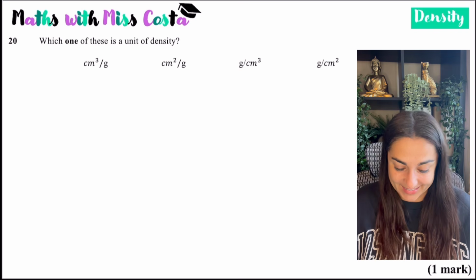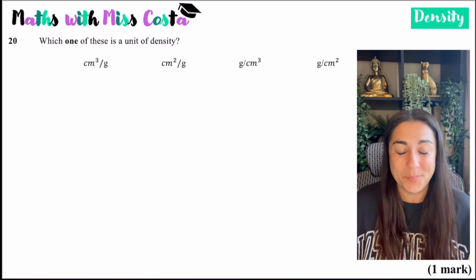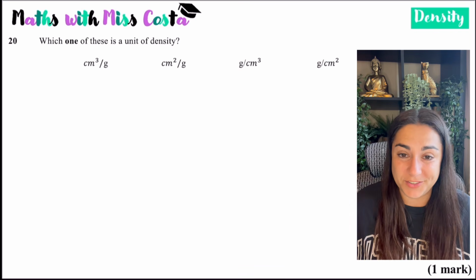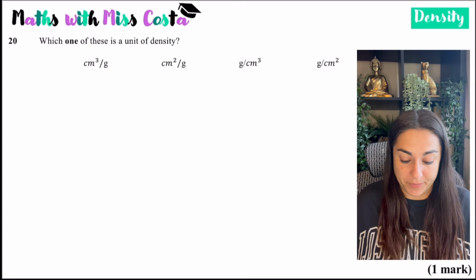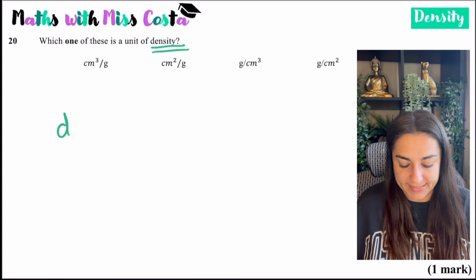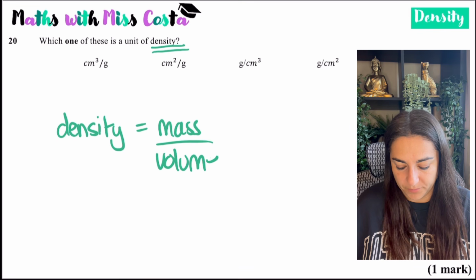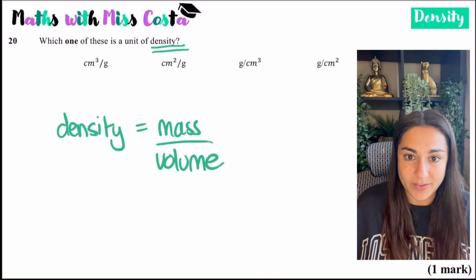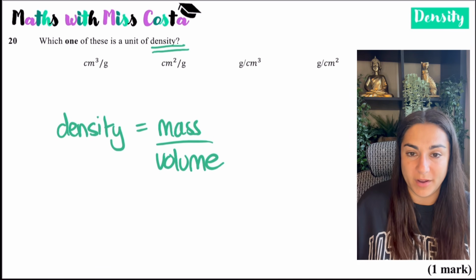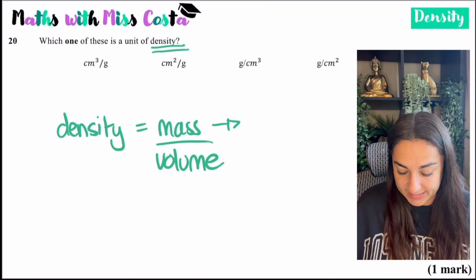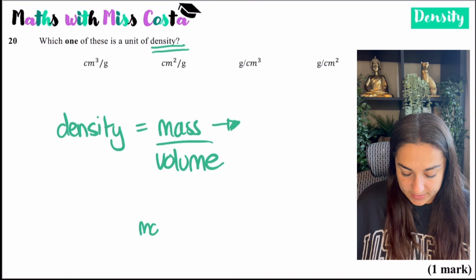Okay, so here is another very, very simple question, but one that people just tend to rush through. So what is density? It's helpful if we know the formula. Density is mass over volume. Okay, so if we know that, we're always going to be able to figure out what a unit of density is, because it's like mass over volume.